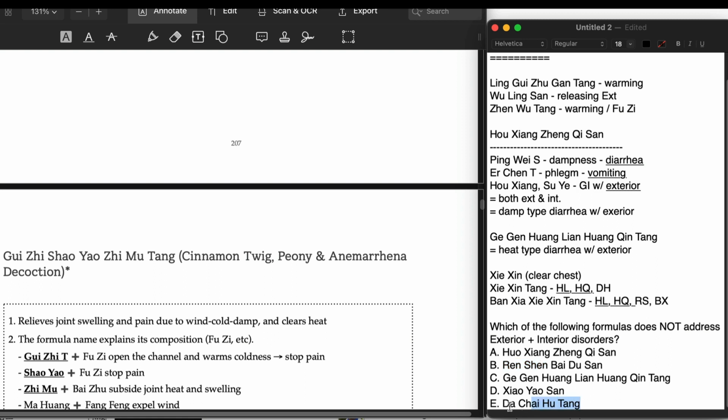How about Da Chai Hu Tang? Da Chai Hu Tang treats Taiyang and Shaoyang symptoms. Yangming and Shaoyang. So Yangming is interior and Shaoyang is exterior. So the right answer is Xiaoyaosan. This one does not treat both the interior and exterior signs. So also remember this one.